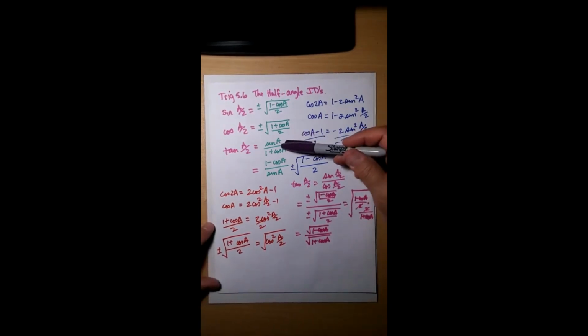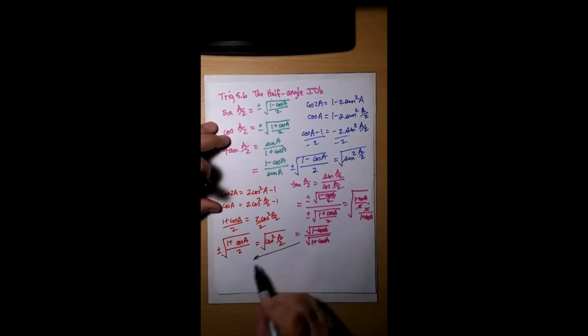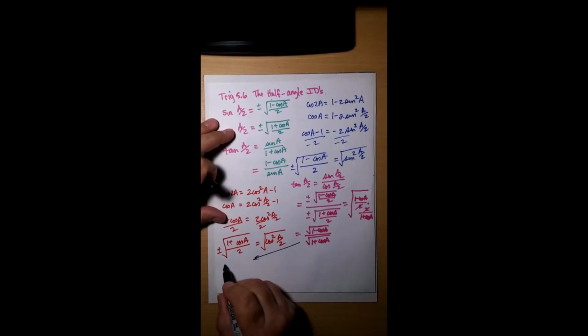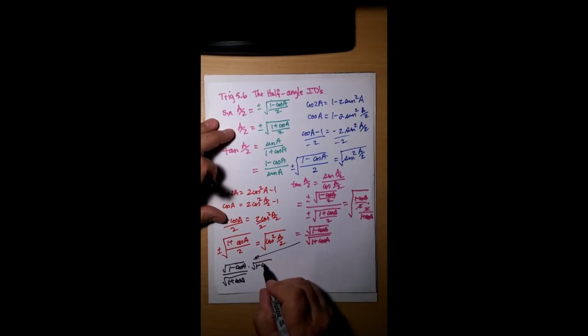How do we get these other two? Well, it's not too bad. Let's multiply both numerator and denominator by the numerator. So the square root of 1 minus cosine A over the square root of 1 plus cosine A. We're going to multiply by this 1 minus cosine A, both numerator and denominator, because then we'll just be multiplying by 1.